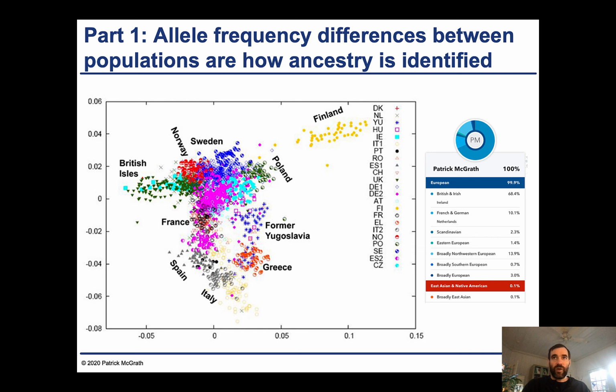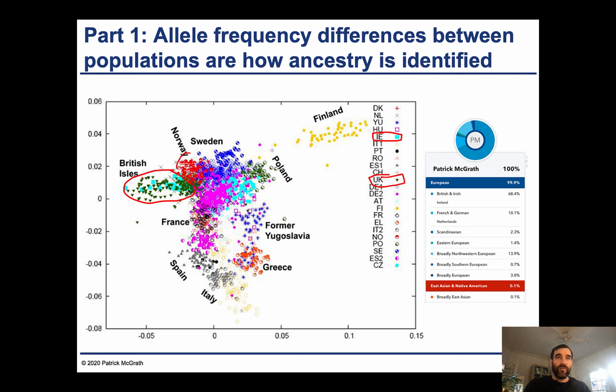So the green triangles right here are from people that live in the United Kingdom. The blue squares are from people that live in, I believe, Ireland. So you can see that there's a pretty large overlap in the distribution of allele frequencies in the people that are from the UK and Ireland. So it can be very difficult to actually tease apart ancestry from Scotland versus Ireland because the allele frequencies are similar enough to each other that it's hard to distinguish.